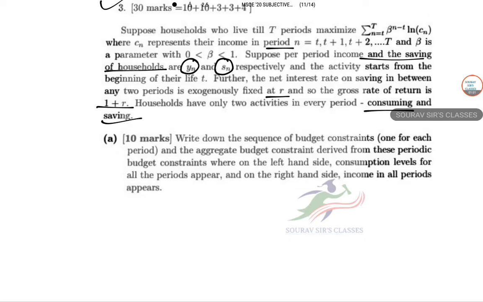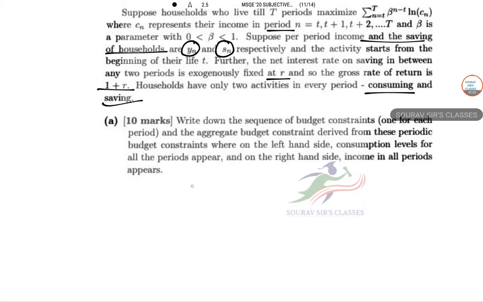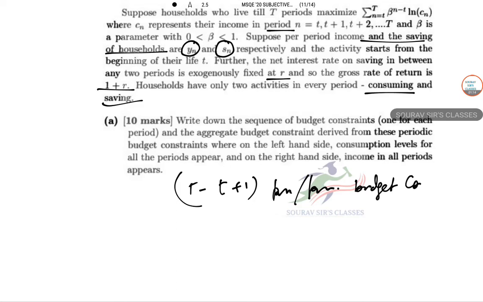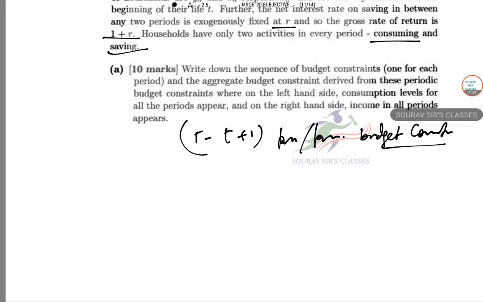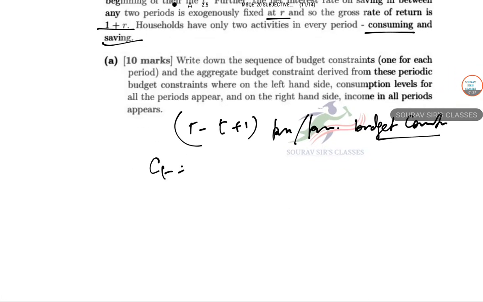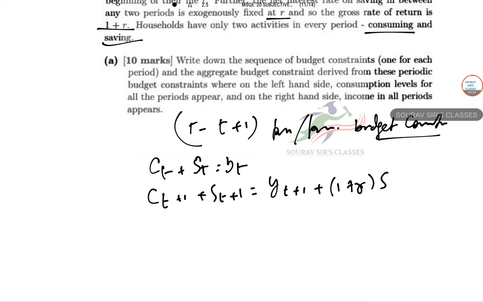So let's start with this here. There are T minus t plus 1 per period budget constraints. So this you need to calculate first. The budget constraints will be as follows: c_t plus s_t equals y_t, and in the second period c_(t+1) plus s_(t+1) equals y_(t+1) plus 1 plus r times s_t.